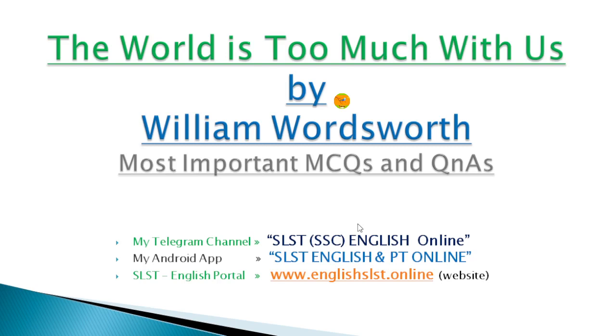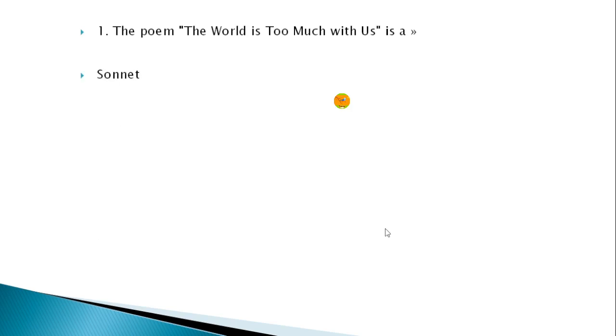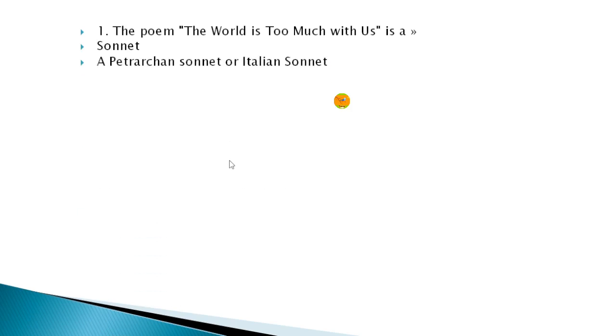So let's proceed to the MCQ section. Today's first MCQ is the poem "The World is Too Much with Us." We know that the poem contains 14 lines, and William Wordsworth's "The World is Too Much with Us" is a sonnet, and a 14-line poem is a sonnet, undoubtedly. But this sonnet contains two paragraphs. The first paragraph consists of 8 lines, which is known as an octave, and the second part is a sestet.